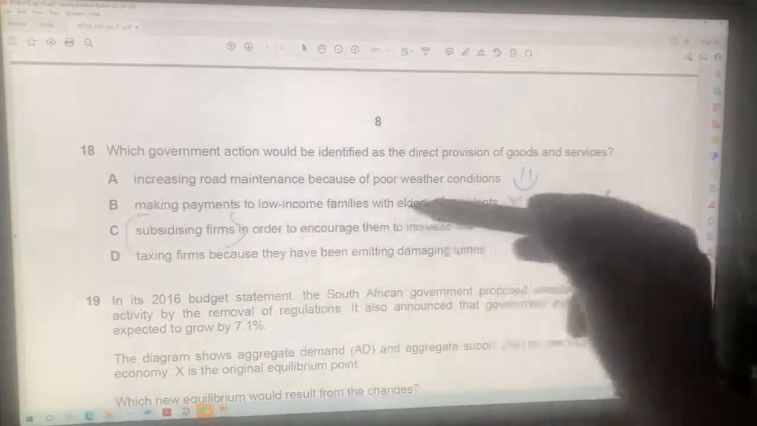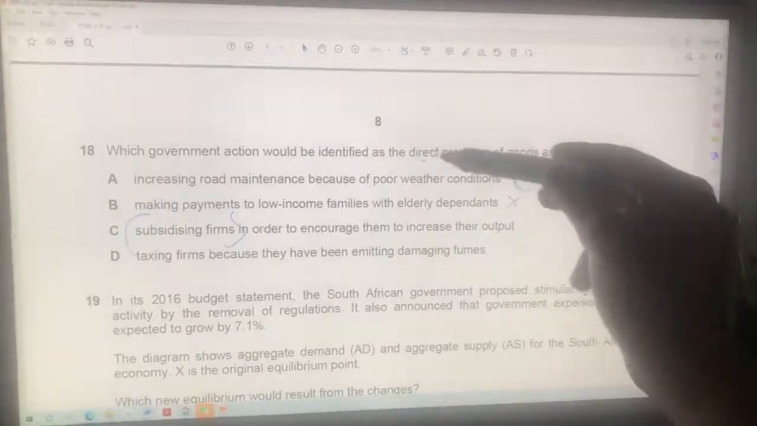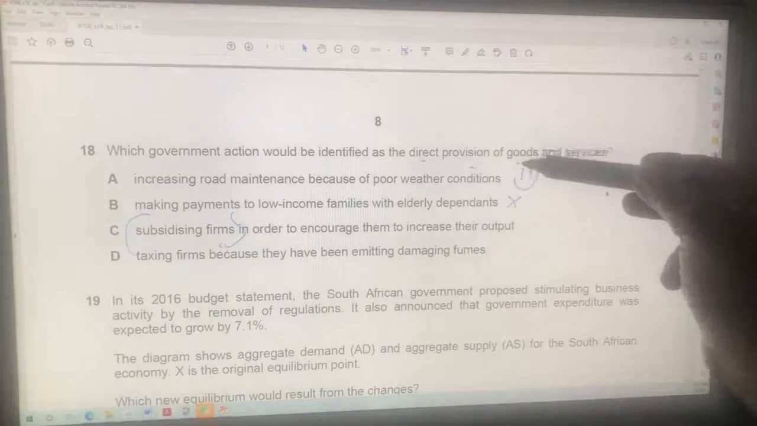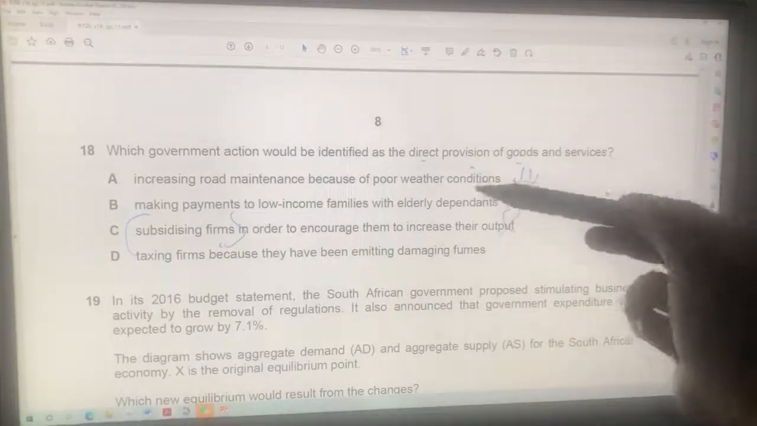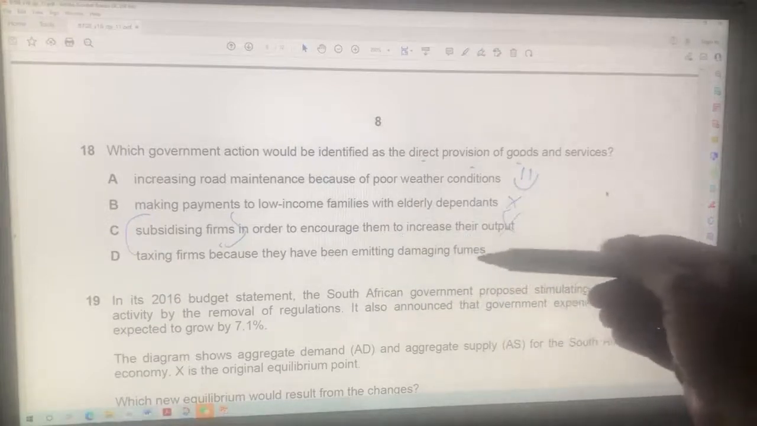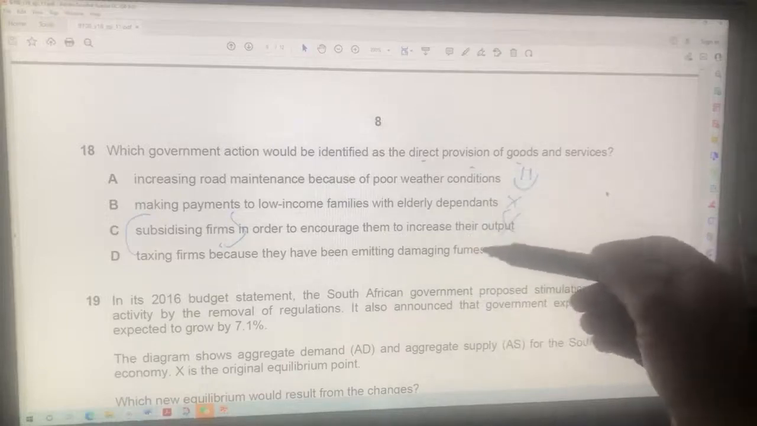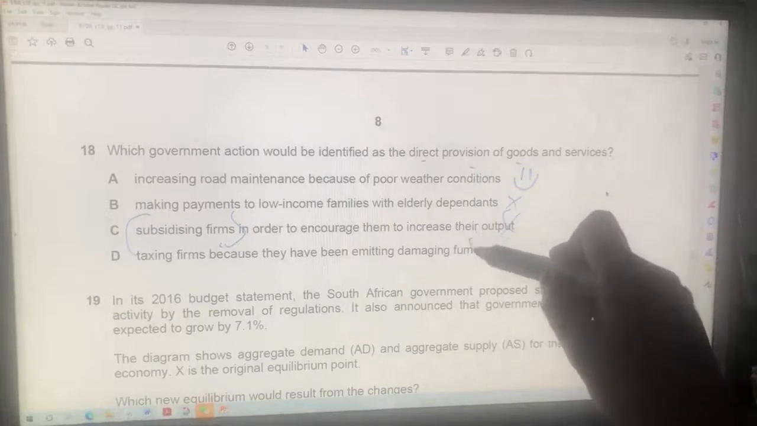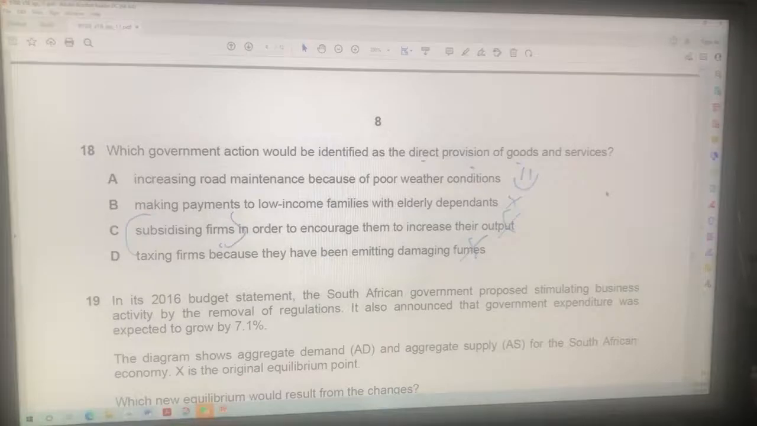In order to encourage them to increase their output. That's not direct provision. The firm is producing the goods or services, not the government. So not C. And D says taxing firms because they have been emitting damaging fumes. That's clearly not direct provision. That's a remedy for negative externality. So the answer for 18 must be A.